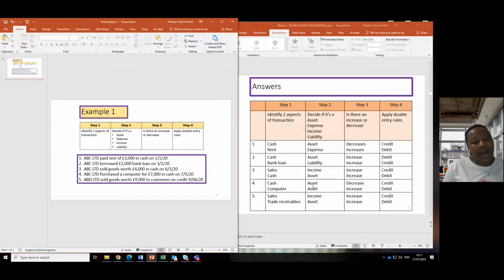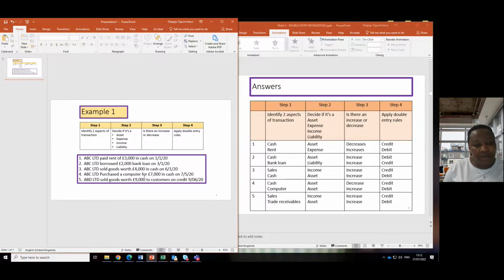So if you remember our rule for deciding when there is an increase or decrease, what do we do? The double entry rule. If we apply the rule, an increase in your assets, withdrawals or expenses, you're going to debit. So here, cash is an asset, we're going to debit it. Then we said an increase in sales, income, revenue, or liability, you're going to credit it. And in this case, we are crediting sales.